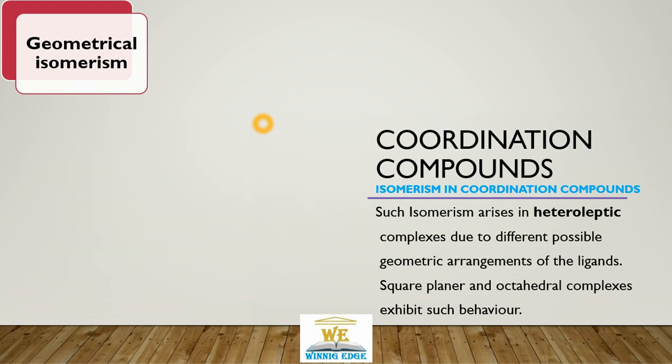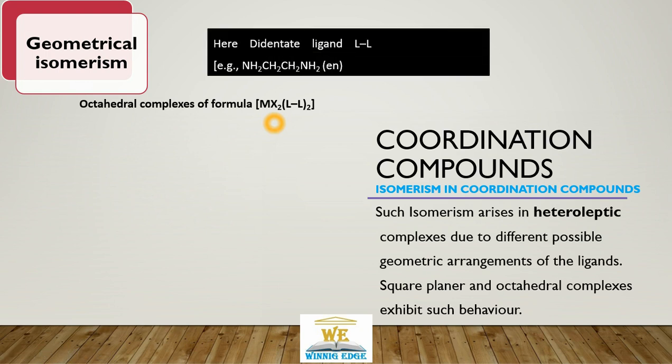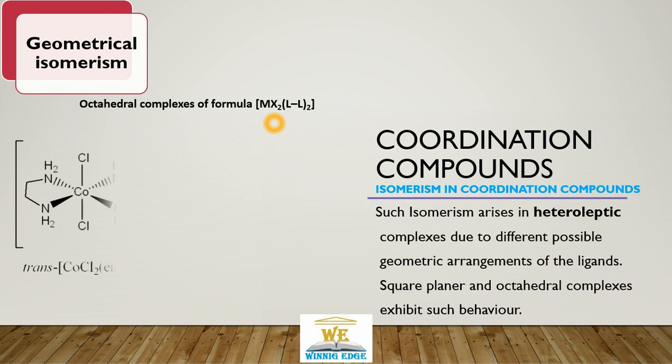Now, the next isomerism is for octahedral complexes having M X2 (LL)2, where X is a unidentate ligand and LL is a didentate ligand, meaning we have 2 didentate ligands and 2 unidentate ligands. Let's see an example. First, these octahedral complexes. Trans means same as what we saw earlier, that unidentate ligands occupy axial positions.